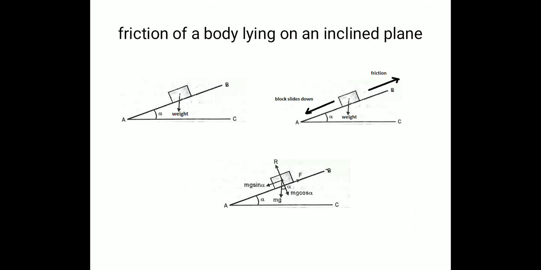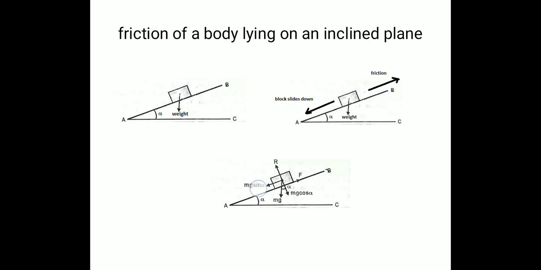Friction of a body lying on an inclined plane. In the previous case, the block was lying on a horizontal plane. There was no inclination. Here there is an inclination angle. The angle is alpha. The block is placed on an inclination. So the block will have a self weight W. So due to inclination, the block will gain an inclination.